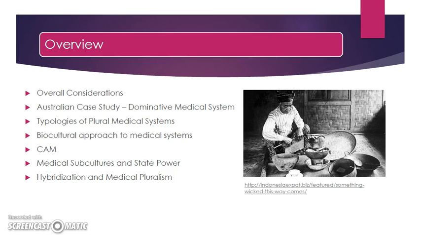We'll look at the Australian case study on the dominative medical system, and particularly this is the work of Hans Baer, one of the co-authors of the book. We'll look at some typologies of plural medical systems. From there, we'll go into a discussion of biocultural approaches to medical systems. We'll consider complementary and alternative medicine in the context of plural medical systems and medical pluralism. We'll look at medical subcultures and state power.